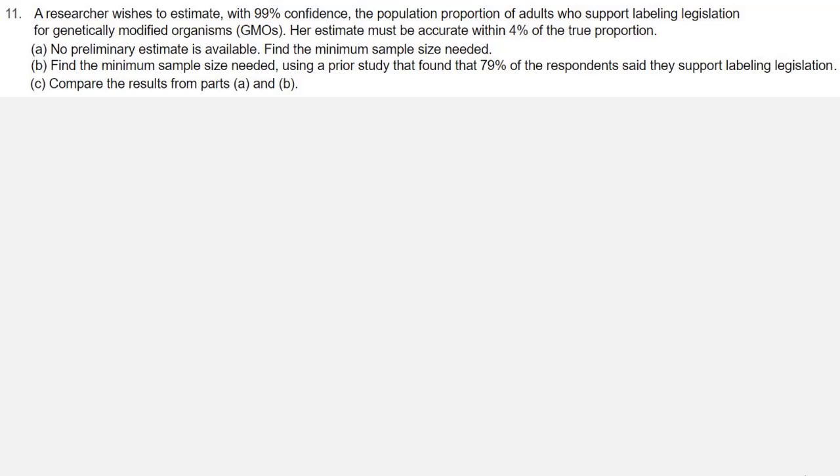A. No preliminary estimate is available. Find the minimum sample size needed. B. Find the minimum sample size needed using a prior study that found 79% of respondents said they support labeling legislation. C. Compare the results from parts A and B.